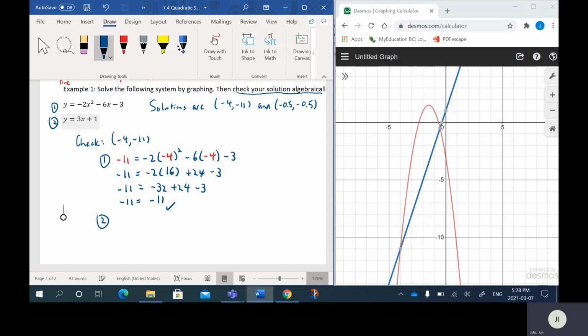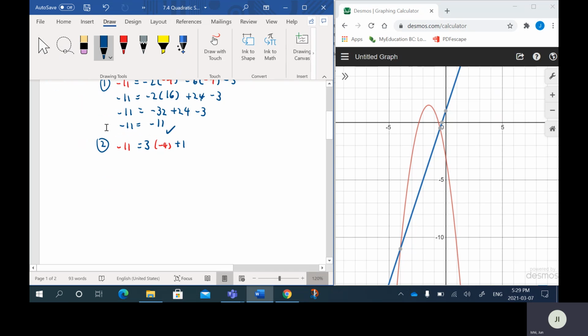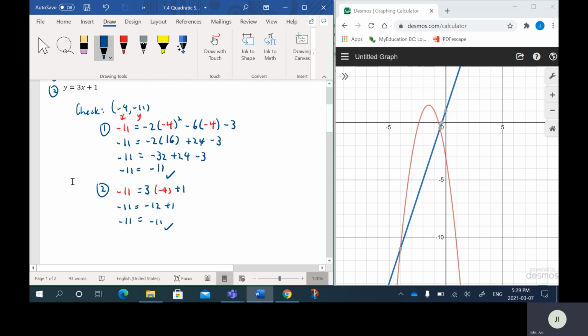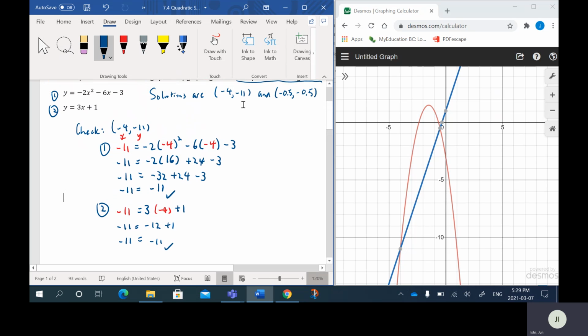We also need to check the second equation, the line y equals 3x plus 1. For y, I'm going to plug in negative 11, and for the x, I'm going to sub in negative 4. So negative 11 equals negative 12 plus 1. Negative 11 equals negative 11, and we're good. Perfect. So the first one is a solution, and we checked it.